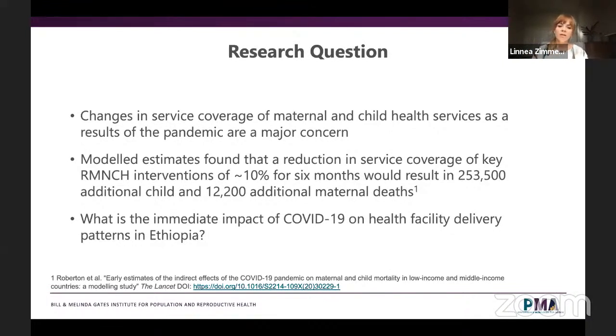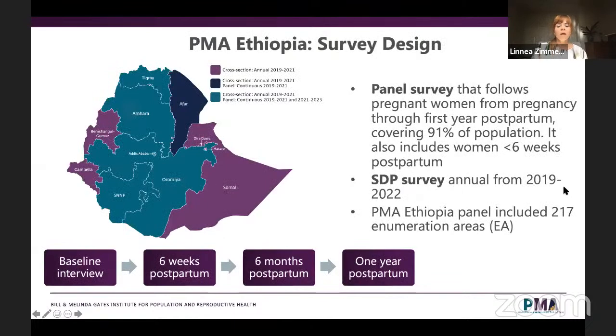But there are some modeled estimates that find that even a small reduction in service coverage of key reproductive, maternal, newborn, and child health interventions of about 10% for about 6 months could result in an increase in child deaths of almost 250,000 and maternal deaths of 12,200 globally. So what we wanted to assess with our data is what was the immediate impact of COVID-19 on health facility delivery patterns in Ethiopia.